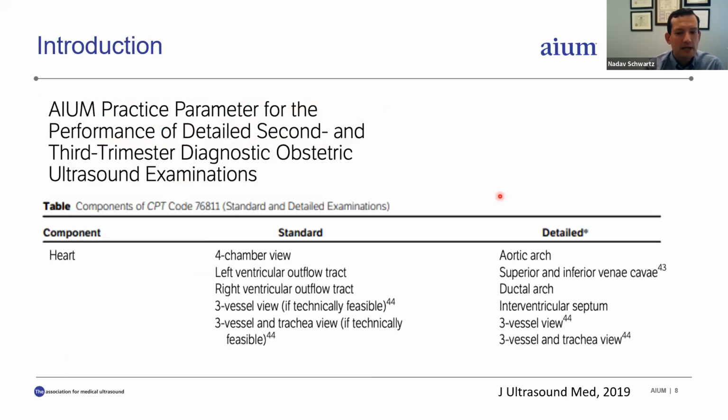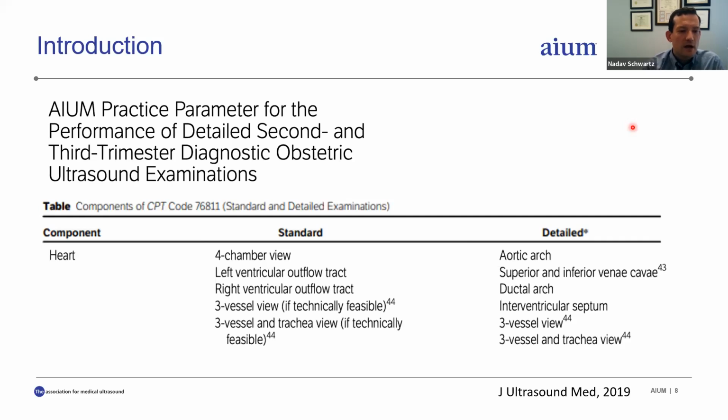Now, the AIUM guidelines have evolved over the years and have become increasingly more robust and widespread to increase the level of scanning and the quality of scanning across the nation. Now, there used to be that the outflow tracts, the right and left outflow tracts, were only included into the basic screening scan when technically feasible. It wasn't mandated as part of the standard scan. It was mostly the 4-chamber view and the outflow tracts when technically feasible.